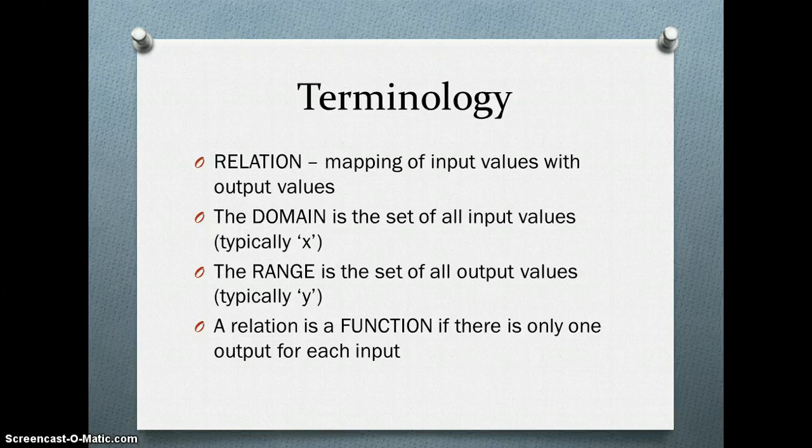A relation is a mapping of any type of input value with output values. We'll see mappings, we'll see ordered pairs, we'll see tables, we'll see graphs. Those are all going to be relations because it's a collection of ordered pairs, a collection of inputs and outputs.